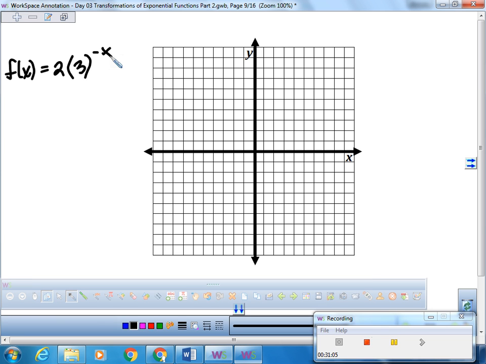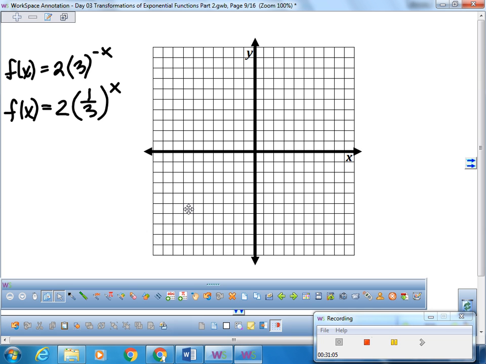All right. So my base is 3, but this negative x can be written like this. Negative exponents are positive fractions. So we know this is a decay graph. So instead of going over 1 up 3, we're going to go to the left 1 up 3. Okay? Make sense? Okay, I'm going to do this when we also need to talk about the domain, the range, all that stuff.